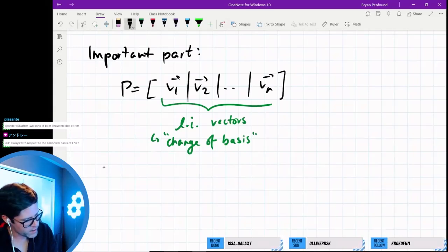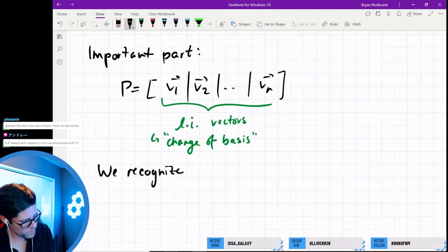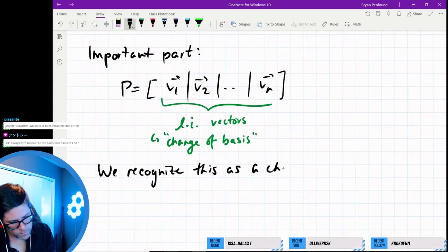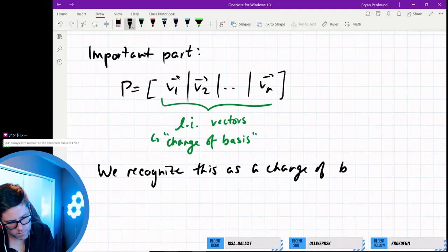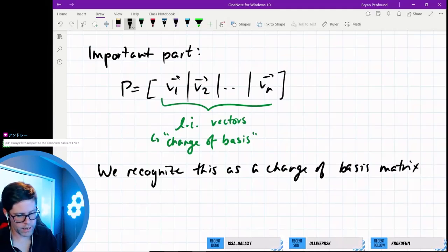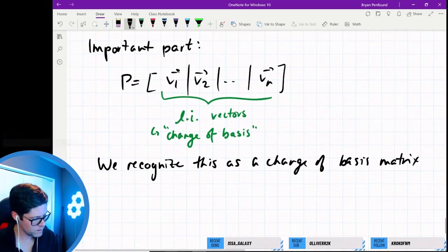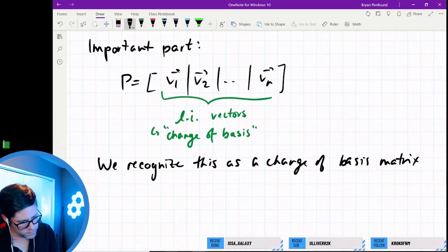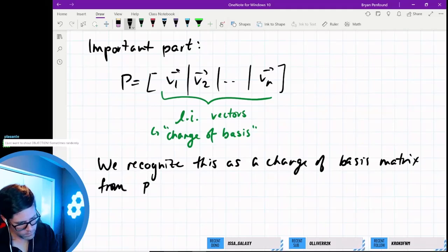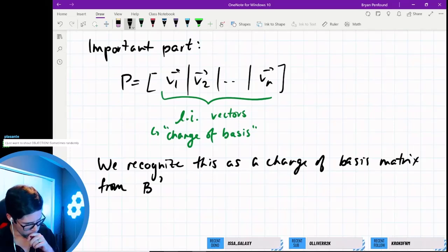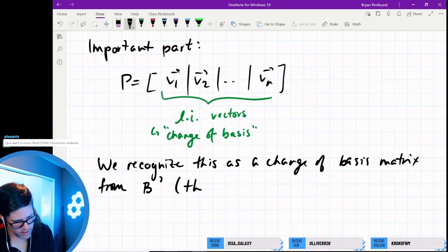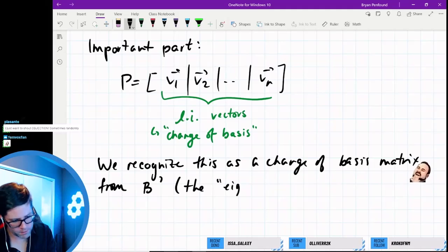So let me just kind of jot some of that down. So we recognize, I'm going to recognize this as a change of basis matrix. Right? These are linearly independent, so it should have an inverse. And P has always taken us from B prime to B. So B prime in this case is what we call the eigenbasis.